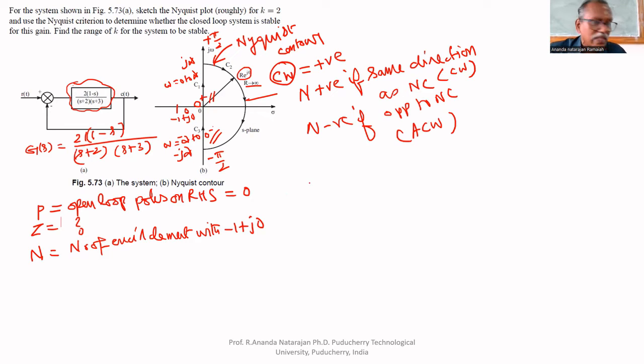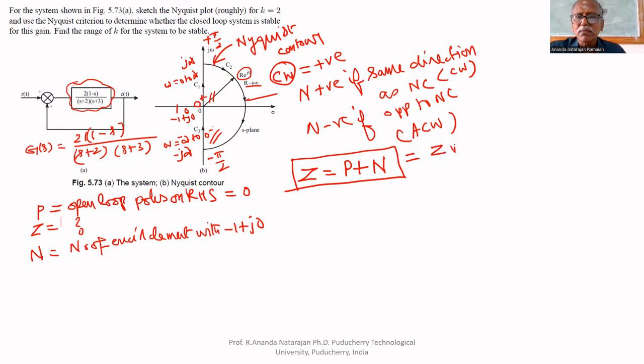Therefore, Z equal to P plus N. For the system to be stable, Z must be 0. That we have to check, whether Z is 0 or not.